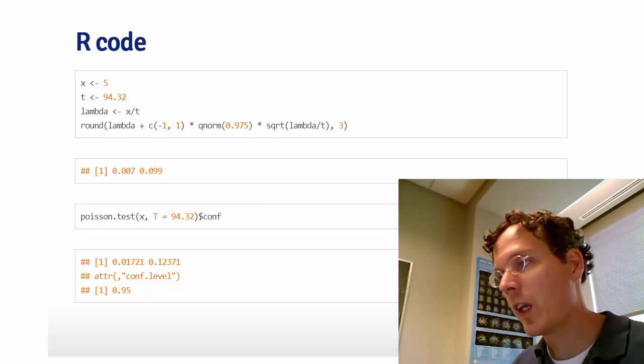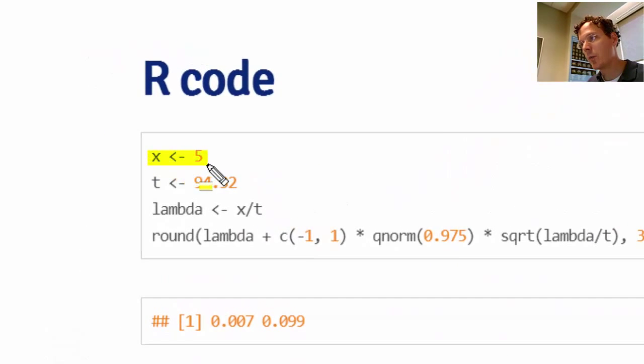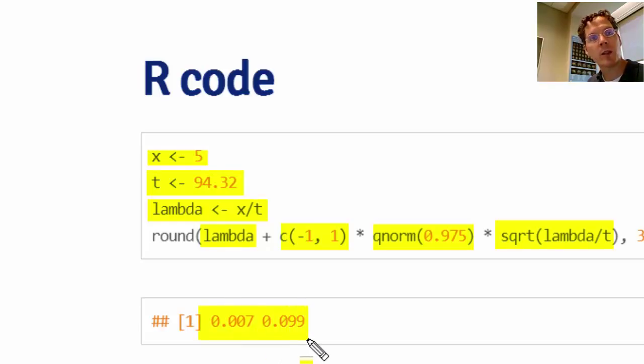Here I just go through the calculations in R. I define my number of events here as x being 5. The monitoring time is 94.32. My estimate of the rate as x over t, and my confidence interval estimate as the rate estimate plus or minus the relevant standard normal quantile times the standard error. And then I round it so that I only get 3 decimal place accuracy. So here is my estimate for the rate, my 95% confidence interval estimate for the rate.